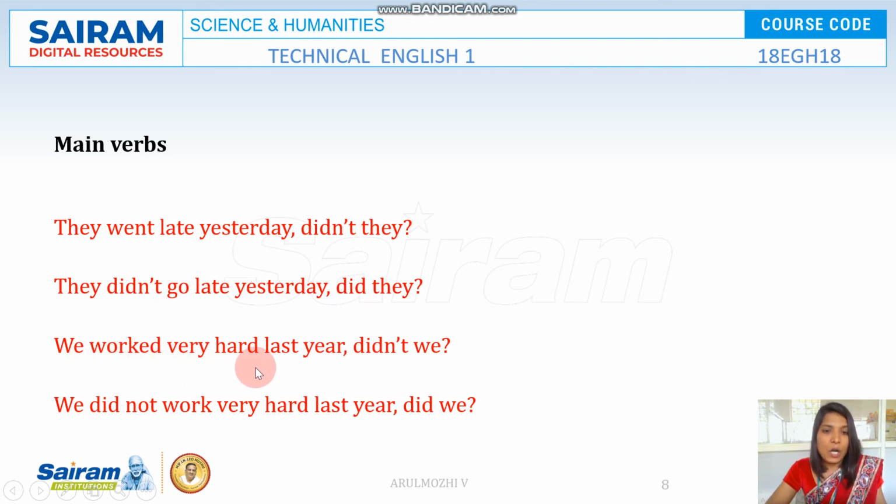We worked very hard last year, didn't we? So how do we split this? Did plus work is equal to worked. So positive statement, negative tag. So we add not with did. So it becomes didn't we? We did not work very hard last year, did we?